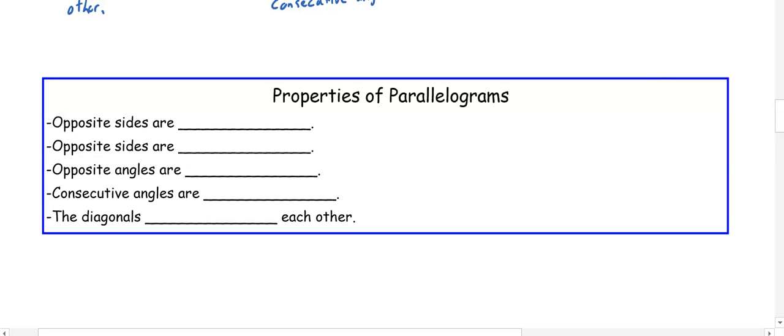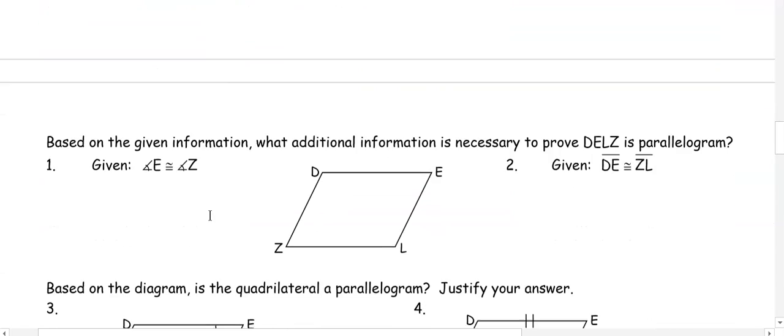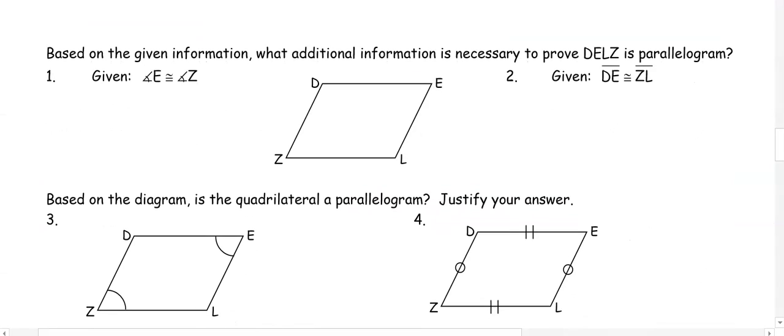So as a review, remember the properties of a parallelogram. Opposite sides are parallel. Opposite sides are congruent. Opposite angles are congruent. Consecutive angles are supplementary. And the diagonals bisect each other. So let's look at some more practice problems with parallelograms.